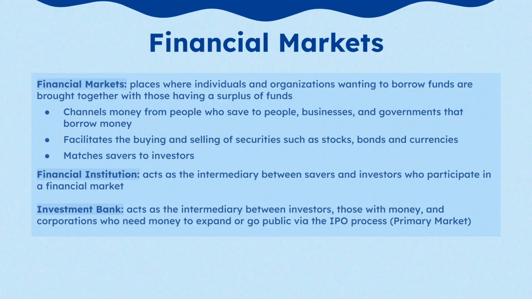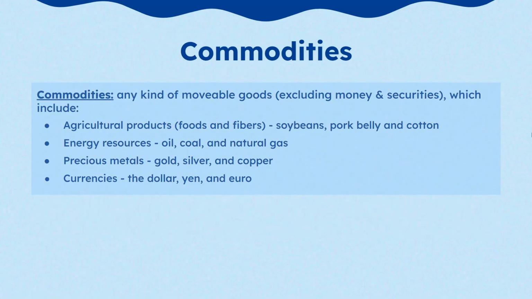Investment banks act as an intermediary between investors, those with money, and corporations that need to expand, go public via the IPO process, initial public offering. Something that you might hear of is commodities. Commodities are any movable goods, including agricultural products, energy resources, precious metals, and currencies. They exclude money and securities.